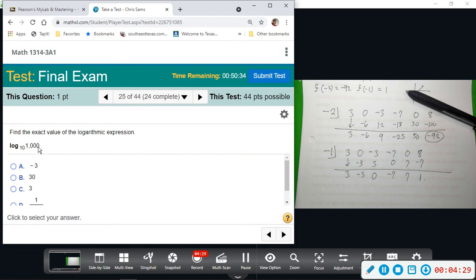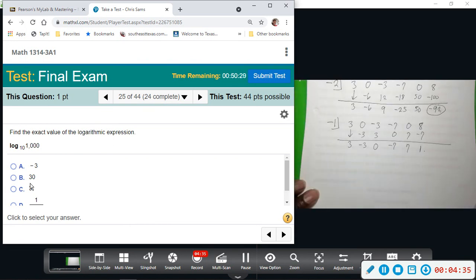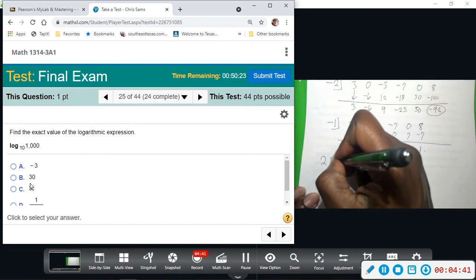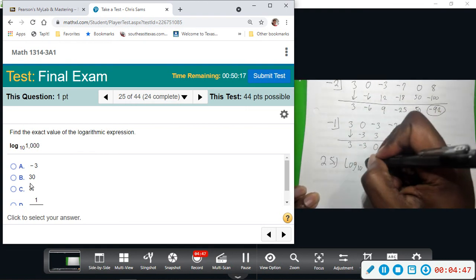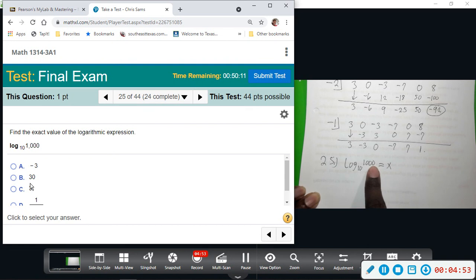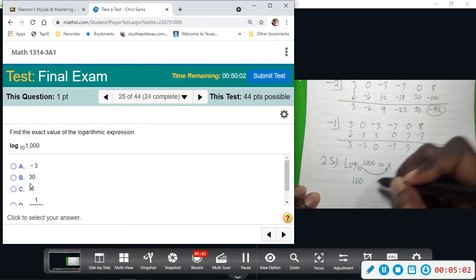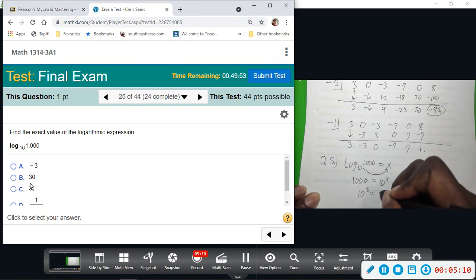We're going to find the exact value of this expression. This is number 25. So you can do this one of two ways. Log base 10 of 1000 equals x. You can actually plug this in your calculator because it has base 10. It'll give you the answer. Or you can write it in exponential form, and say 1000 equals 10 to the x power, and you can rewrite this. This would be 10 to the third power.